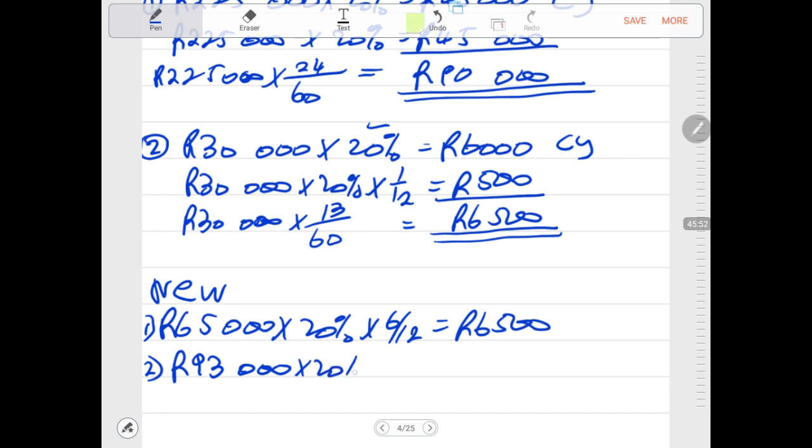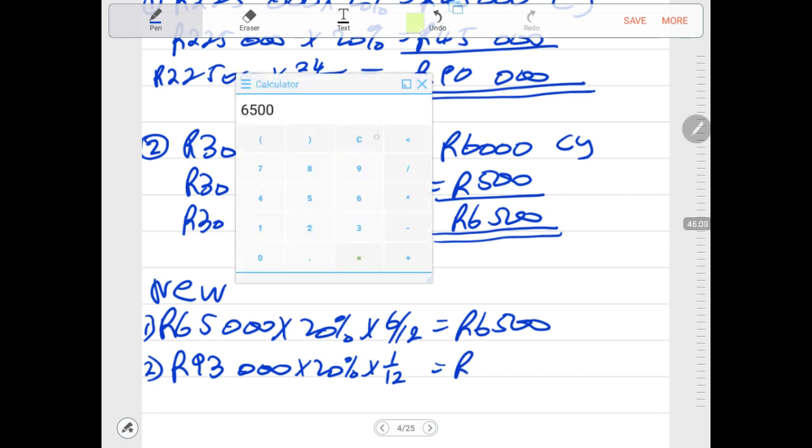93,000 times by 20% times by 1 over 12. This gave us depreciation only for 1 month. And we say 93,000 rands times by 20% times by 1 over 12. It gives us 1,550. 1,550 rands is the depreciation.